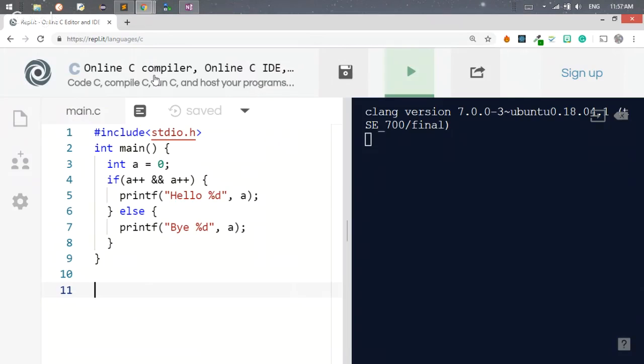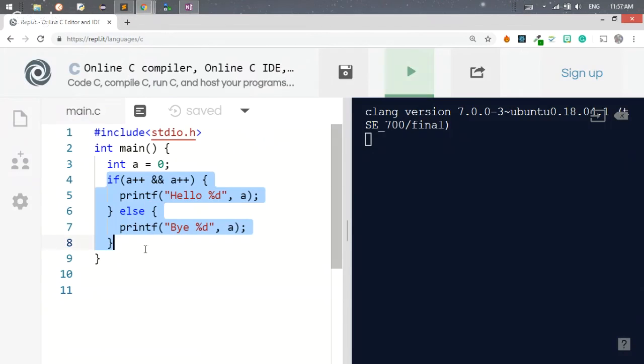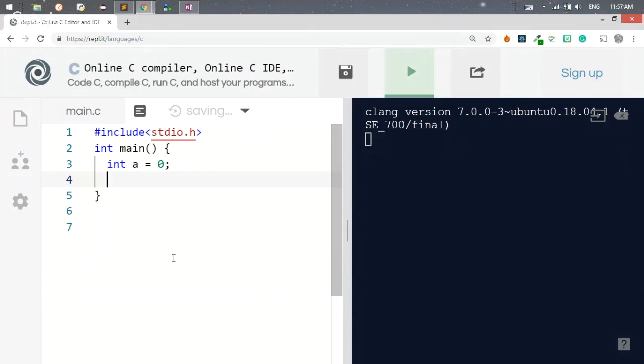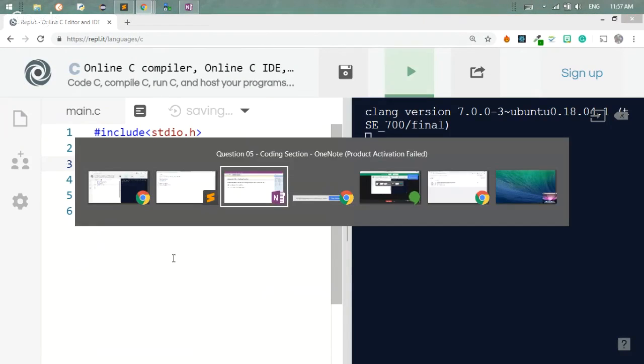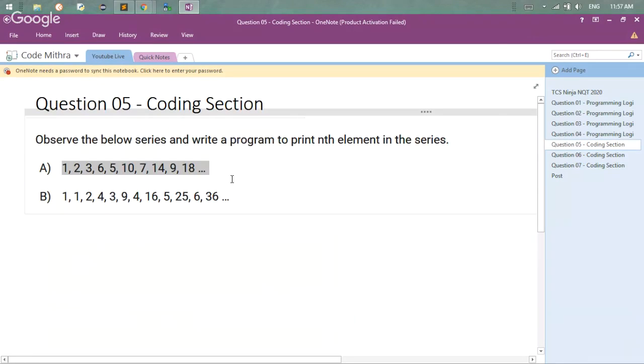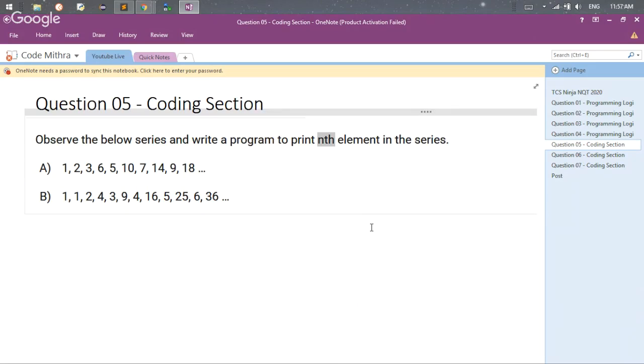Now quickly moving forward, what they have asked us to do is, initially we need to get the nth element from the user. If you understand the question, observe the below series and then write a program to print the nth element in the given series. So the user will be asking for the nth element, and then you need to print what the nth element is in the given series. That is what we are supposed to do.